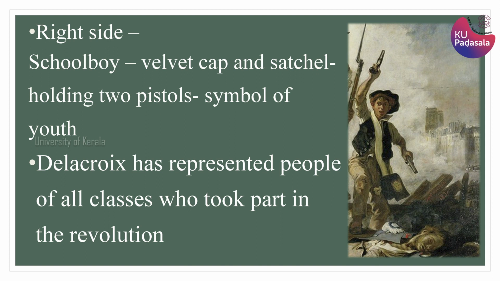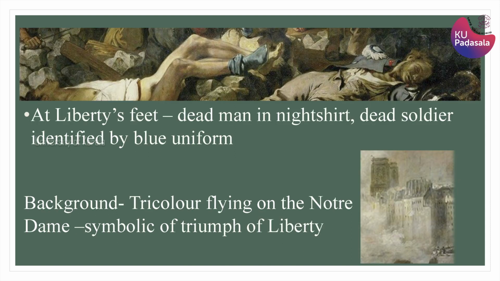So Delacroix, through this painting, has pointed out how people of different classes took part in this July Revolution. At Liberty's feet, for instance, you find two dead men. One of them in a nightshirt, he is nude from the waist down, and another is a dead soldier. He is a soldier because he is wearing the blue uniform of the king's army. And far in the background, you find the Notre Dame, the Gothic cathedral in Paris. The tricolor is flying on the cathedral. It was earlier symbolic of the power of the king, but now it is symbolic of the triumph of liberty.